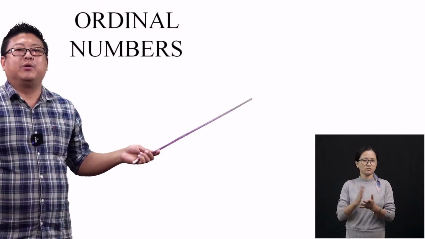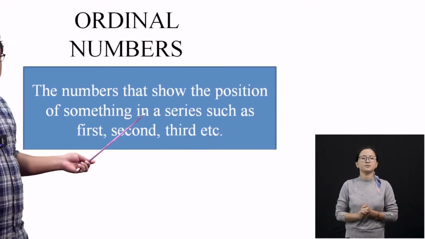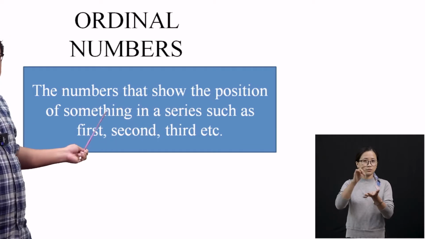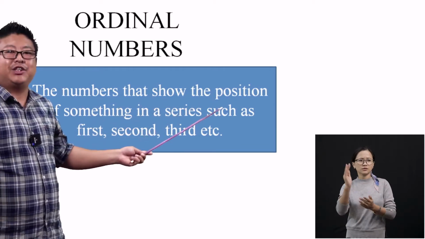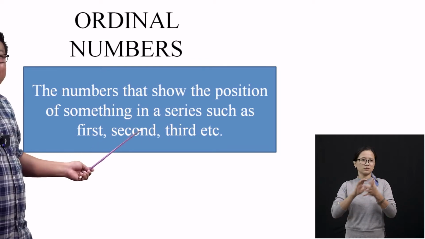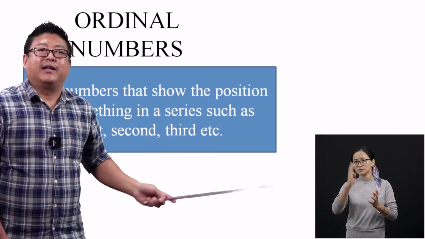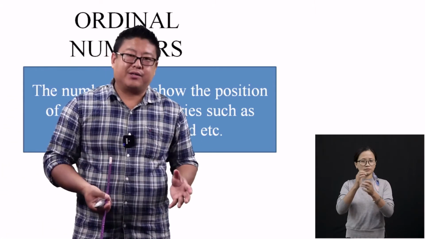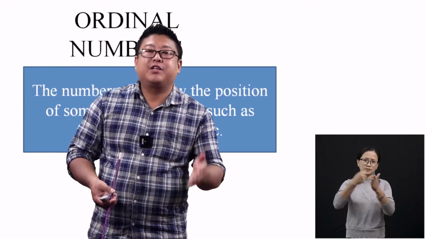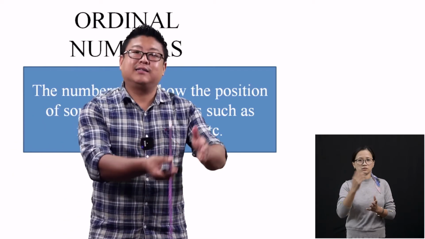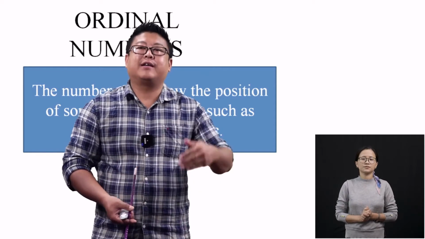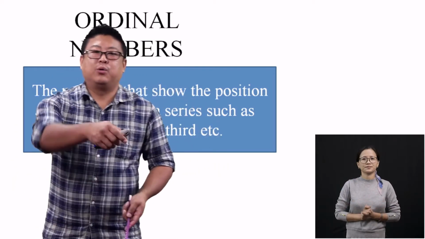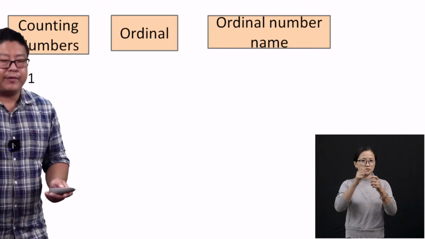We have already learned about ordinal numbers. Ordinal numbers are the numbers that show the position of something in a series such as first, second, third, etc. When you talk about position, it means, for example, you're running a race and one person reaches the finish line first. So he is declared as the first. The next person is declared as second, third, fourth, likewise. Okay, children? So let's look at the examples that we have in store for us.